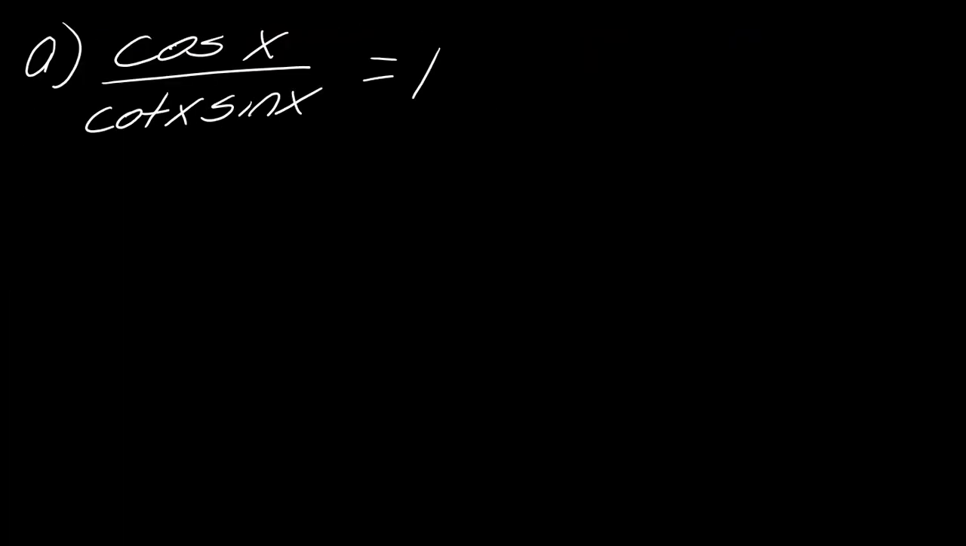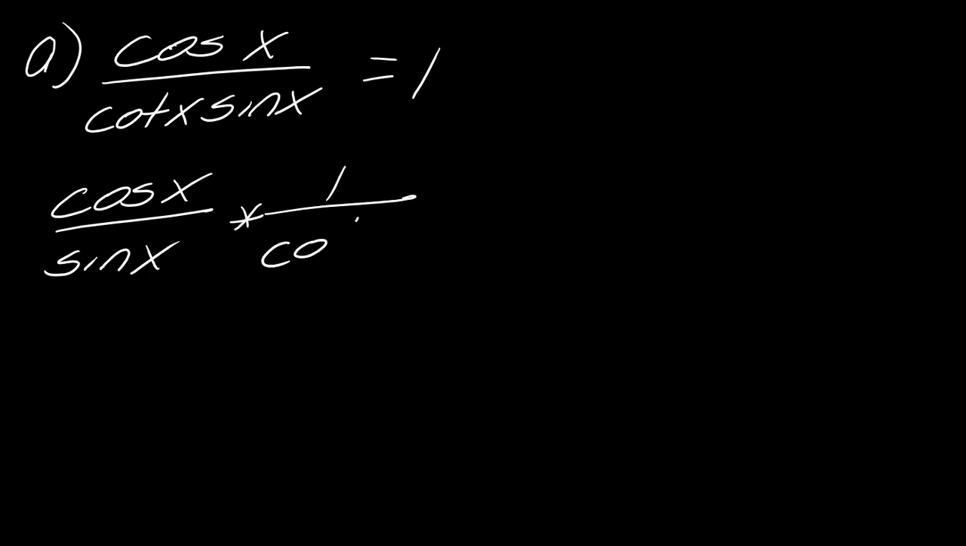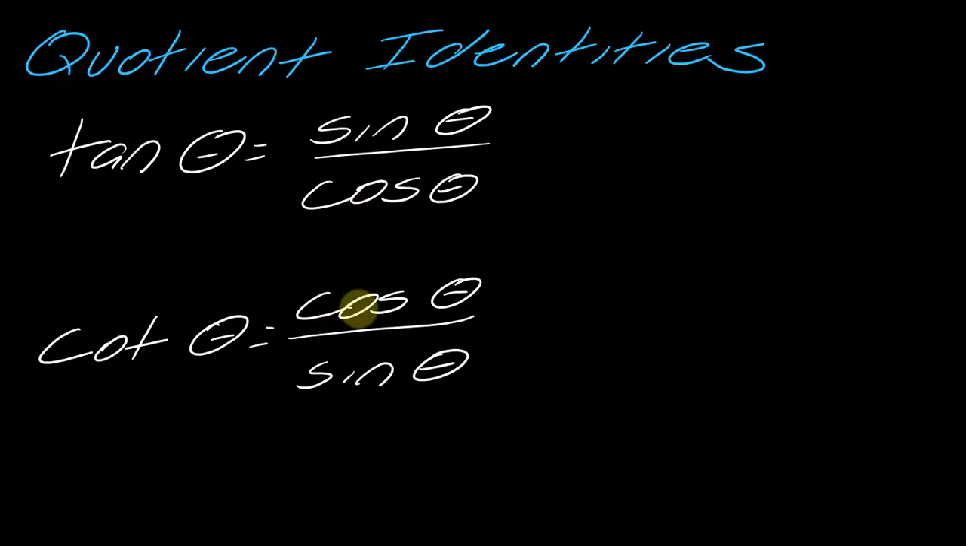Okay, so starting with A, I see that I've got cosine of x over cotangent x times sine of x equals 1. This is obviously the more complicated side, so I want to break this up into cosine x, sine x, and then 1 over cotangent x. I'm doing that because I know that cosine of theta over sine of theta is cotangent of theta.